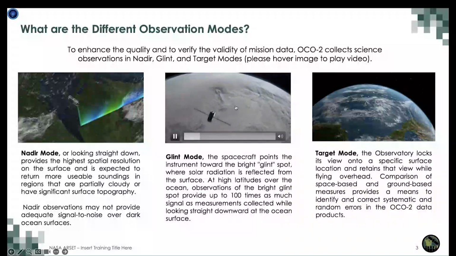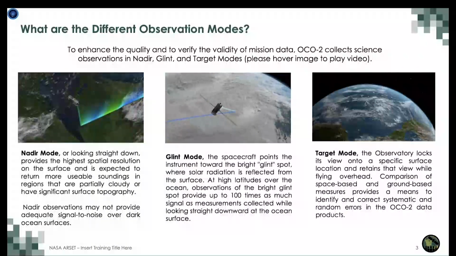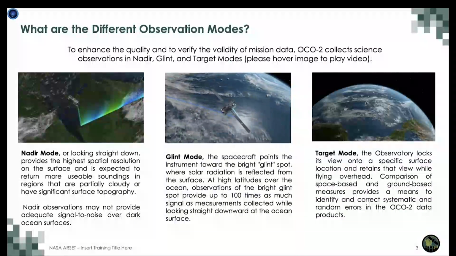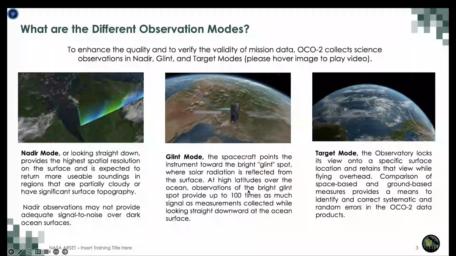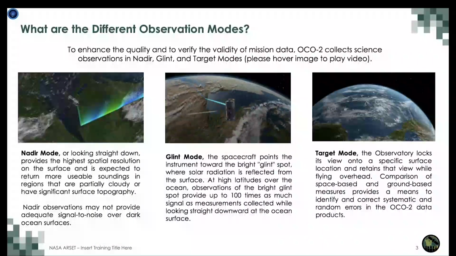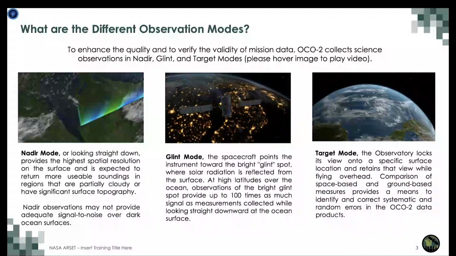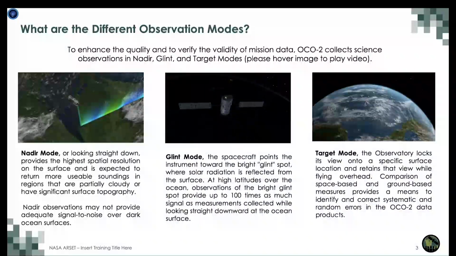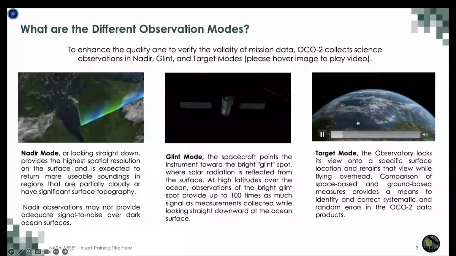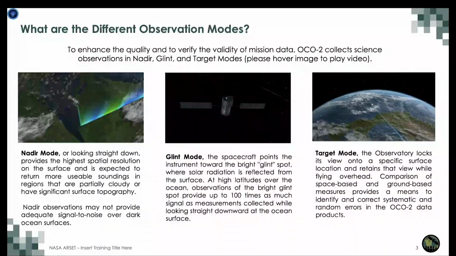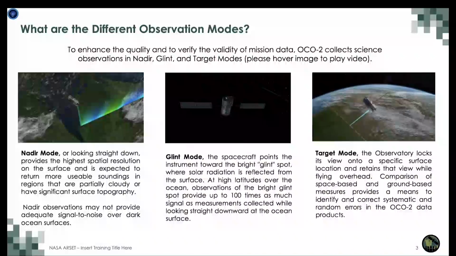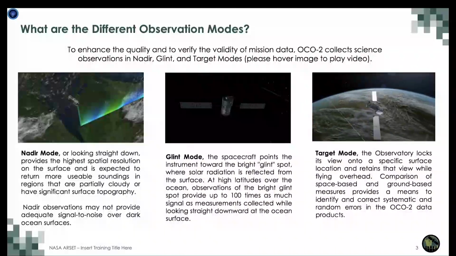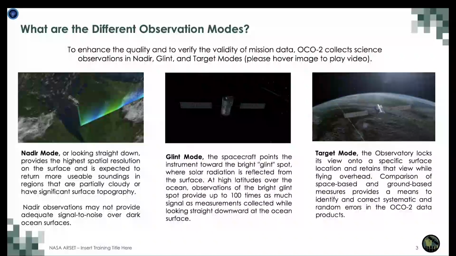In the glint mode, the spacecraft points the instrument toward a bright glint spot, so the solar radiation is reflected from the surface. This increases the signal-to-noise ratio over the high latitude and also over the ocean surface. So all over the ocean surface, we have glint observations. And then for the target mode, the observatory locks its view onto a specific surface location and retains that view while flying overhead. So the target mode is primarily used for validation purposes.